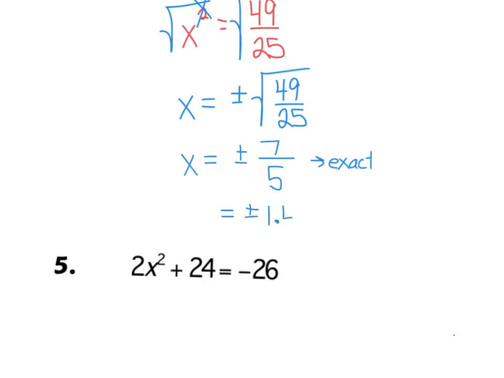If I wanted to write this as a decimal, what I would get is plus or minus 1.4. I didn't get 1.472698. I didn't have to round this. So this is actually exact as well.